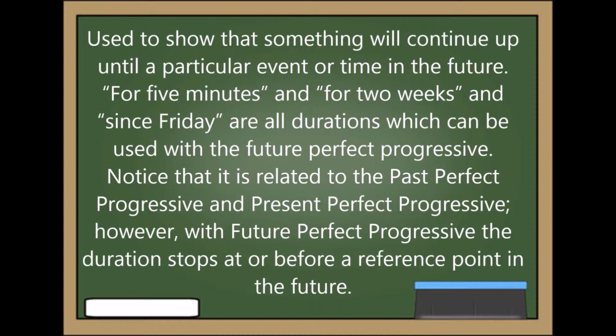For 5 minutes, for 2 weeks, and since Friday are all durations which can be used with the future perfect progressive. Notice that it is related to the past perfect progressive and present perfect progressive. However, with future perfect progressive, the duration stops at or before a reference point in the future.